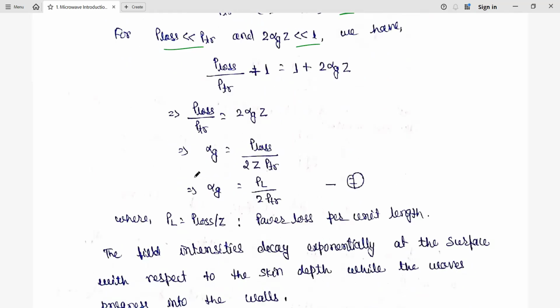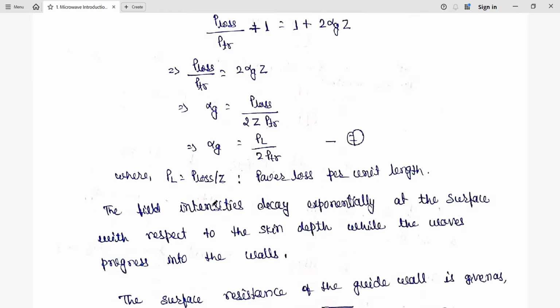So we have P loss by PTR equal to 2 alpha GZ. And from here we got the alpha G value, that is P loss by 2Z PTR, and finally it is written as PL by 2 PTR. So what is PL here? Loss per unit length. P loss is the complete loss and PL is the loss per unit length. Now we have to find this PTR value, which we already have, and if we obtain the PL value and substitute in equation 7, we'll get the alpha G value.